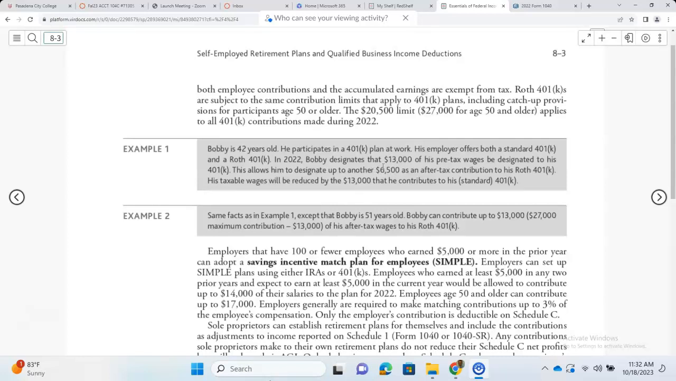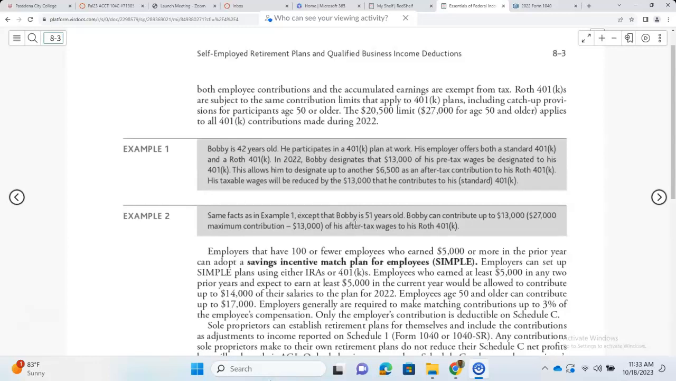Here, the reason they made a mistake is that every year that limit is changing. I believe in 2021, that was 19,500. In 2022, it became 20,500. For 2023, I'm not sure what it is. It should be either 20,500 or maybe a little bit more. You can Google it.